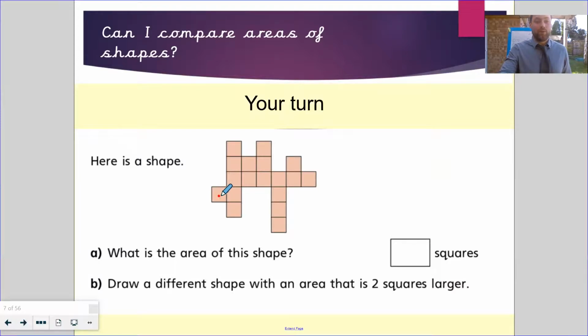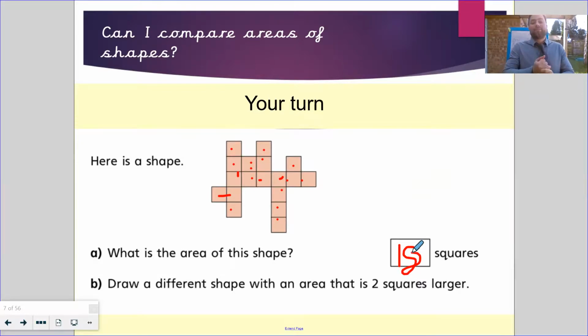Let's count the squares. We've got 1, 2, 3, 4, 5, 6, 7, 8, 9, 10, 11, 12, 13, 14, 15, 16, 17, 18. So our shape has 18 squares. It's an area of 18.